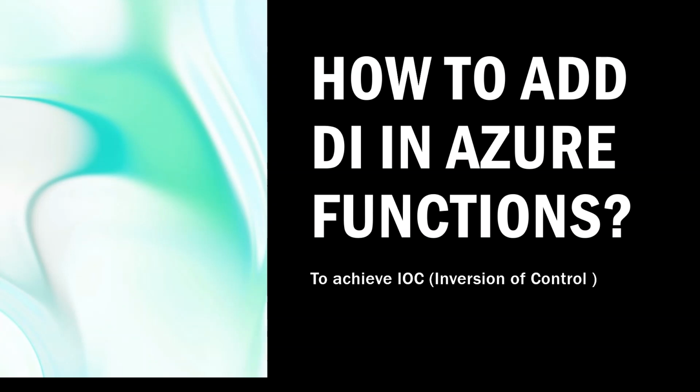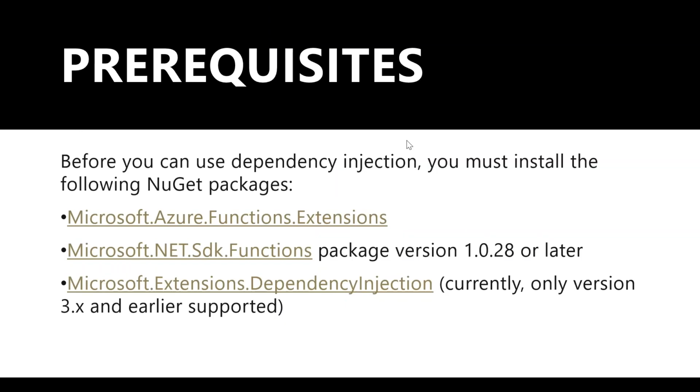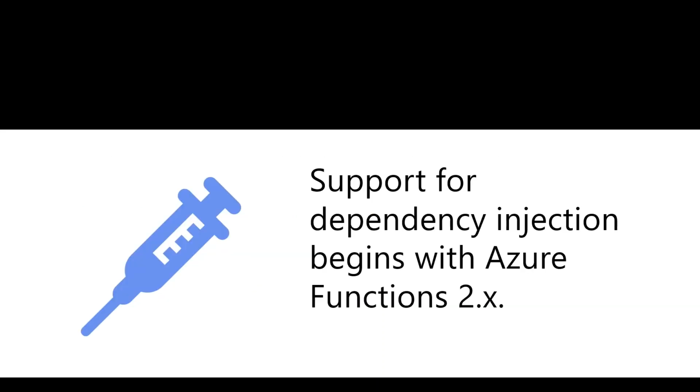Basically, what we have to do is create one Azure Functions project, and then add some prerequisites. The prerequisites are some NuGet packages: Microsoft Azure Functions Extensions, Microsoft.NET.Sdk.Functions, and Microsoft.Extensions.DependencyInjection. So these NuGet packages we need to add to begin with. Also, support for dependency injection begins with Azure Functions 2.x. I think right now 3.x is available, so we are good with that.